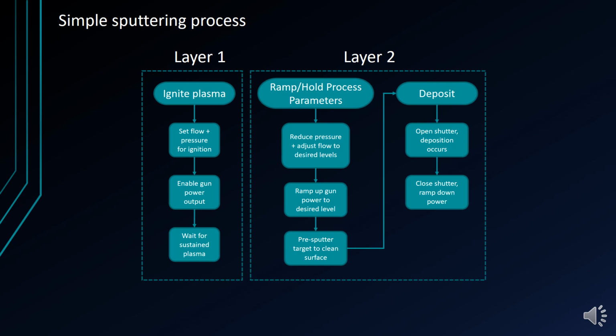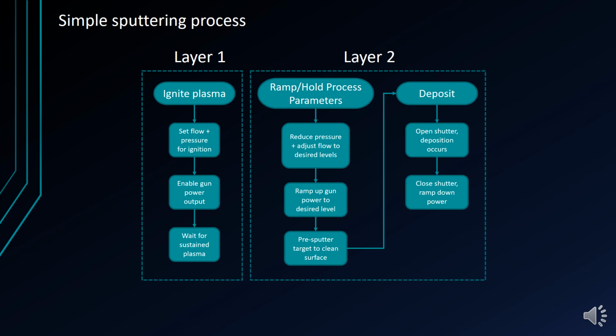Be careful not to exceed the recommended limits for the target. This info is posted on the system. For metals, you can ramp up at a rate of 100 watts per 60 seconds. For dielectrics, you can ramp up at a rate up to 10 watts per 60 seconds.